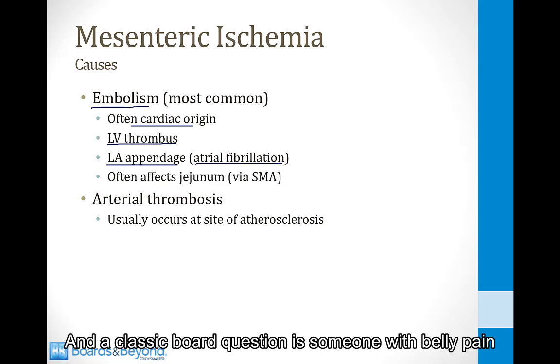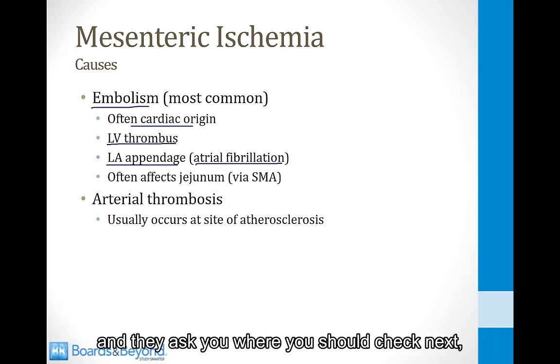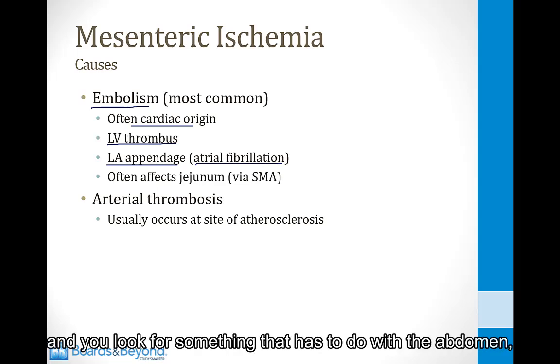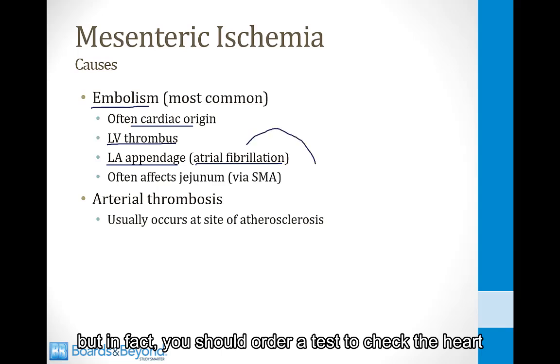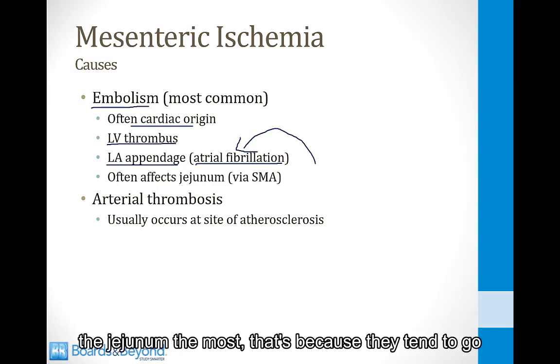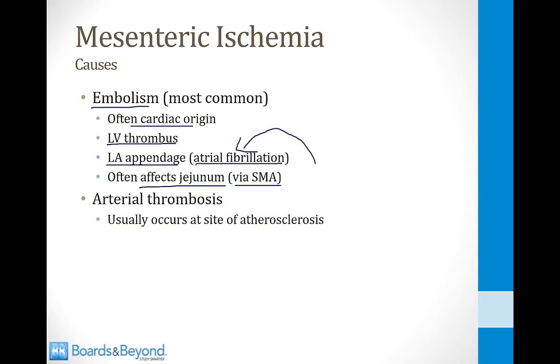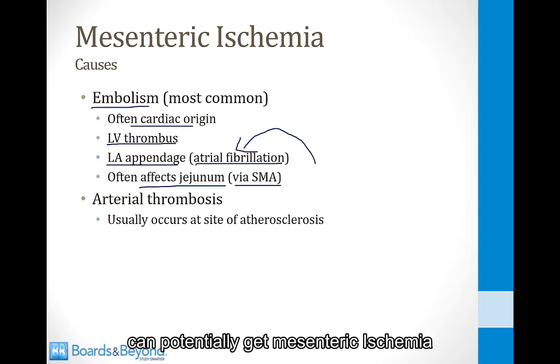And a classic board question is someone with belly pain from mesenteric ischemia, and they ask you what you should check next. You look for something that has to do with the abdomen, but in fact you should order a test to check the heart for atrial fibrillation. And these clots from the heart tend to affect the jejunum the most. That's because they tend to go to the SMA and lodge in branches of the SMA that supply the jejunum. The second reason that people can potentially get mesenteric ischemia is from arterial thrombosis.